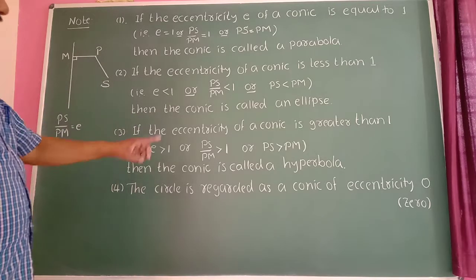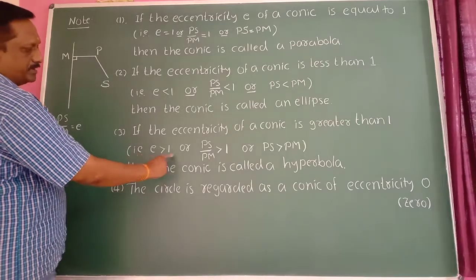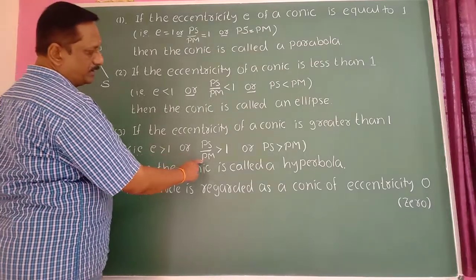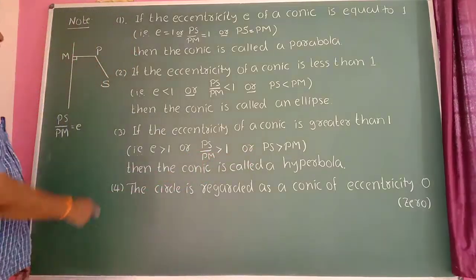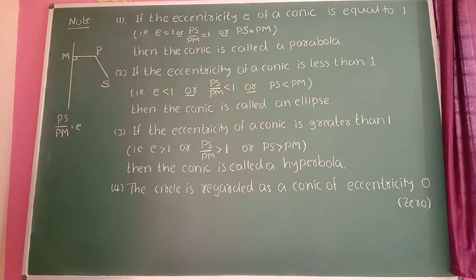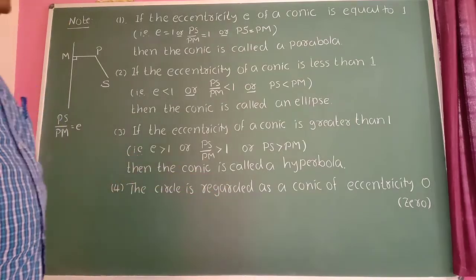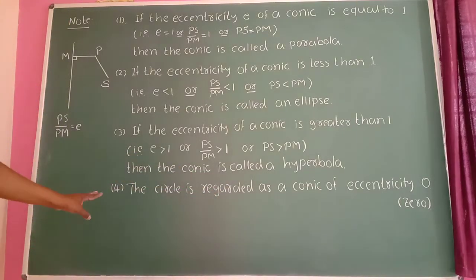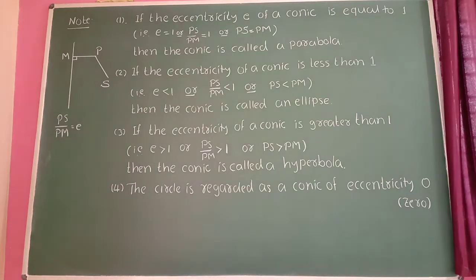If the eccentricity of a conic is greater than 1, means e greater than 1 or PS upon PM greater than 1, or PS greater than PM, then the conic is called a hyperbola. The circle is regarded as a conic of eccentricity 0. It is a particular case. So these are very important notes.